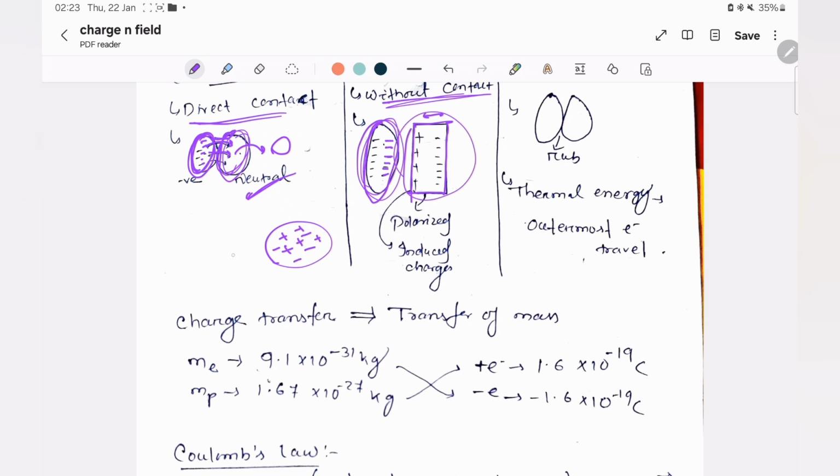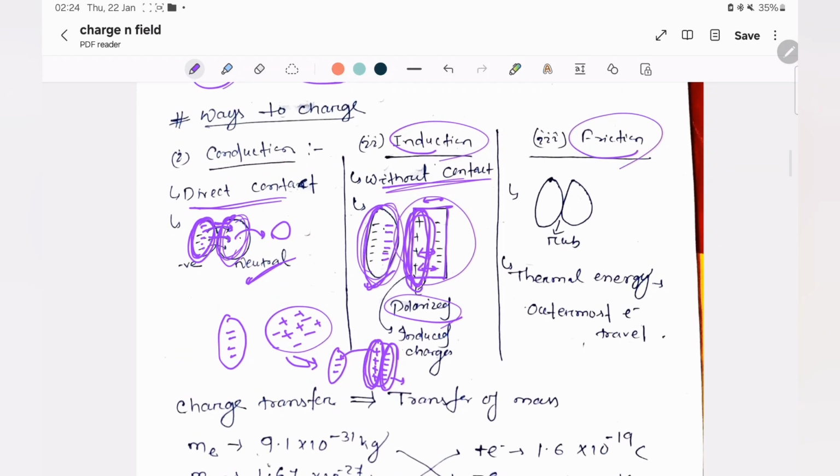But when we move a negatively charged body towards it, what will happen in the next step? The distribution will be of this type: positive charges will move towards this end and negative charges will move towards this end, because positive charge is attracted by the negative charge. This phase will contribute the positive charge and this phase the negative charge. This separation of positive and negative charge is known as polarization. So here positive charge is induced in this material due to the negative body.